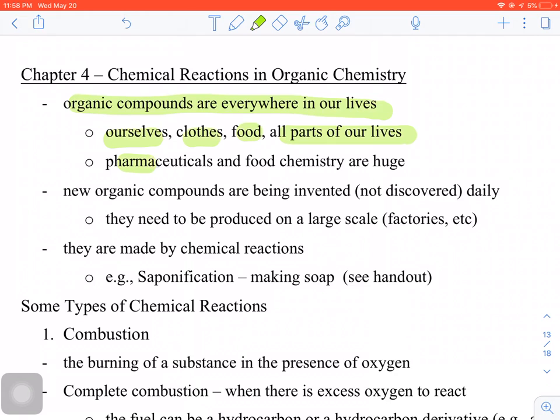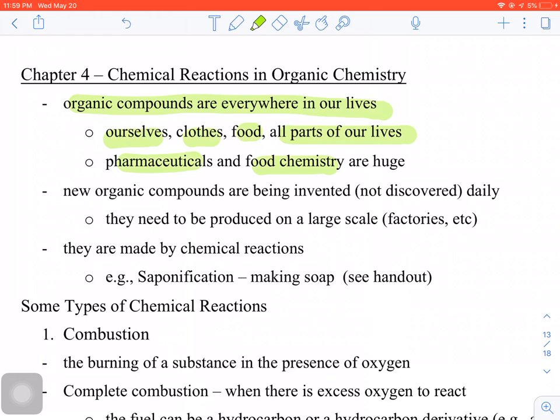And we get sick, right? We have organic illness. And then, like I said, the whole industry of making food, not just cooking, but the actual processing and production of food to sell in stores to cooks and chefs and homeowners, right? That's a huge field of organic also.